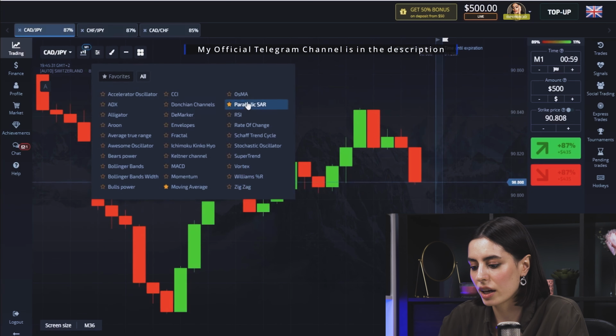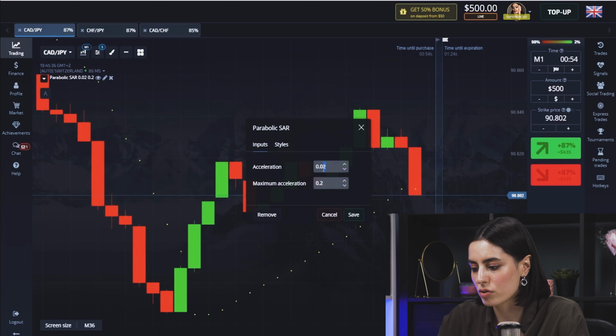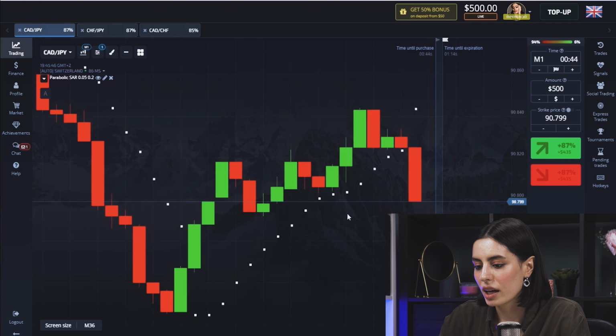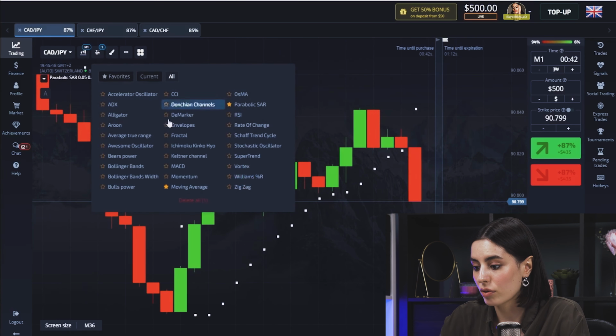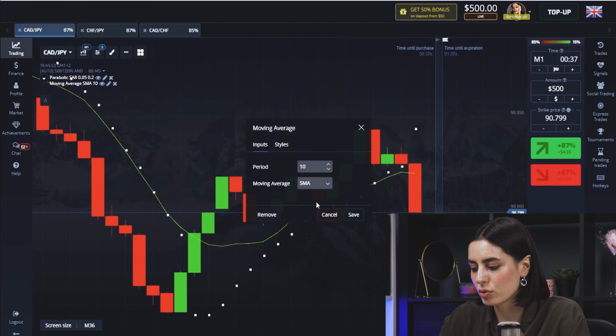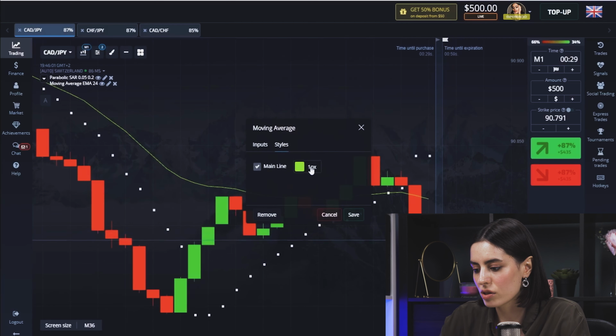First, I set the parabolic SAR, whose period I changed to 0.05. And I put the color, for example, let's choose white. And then thicken the line, and that's all. The following one is the best indicator of all time, my favorite, moving average. I set the period to 24 and I changed it down and set the EMA with the styles. We choose the color, let's leave it green, thicken the line, and that's all.